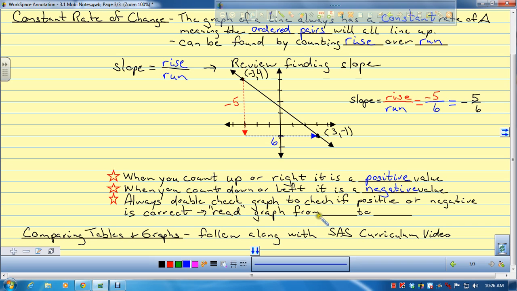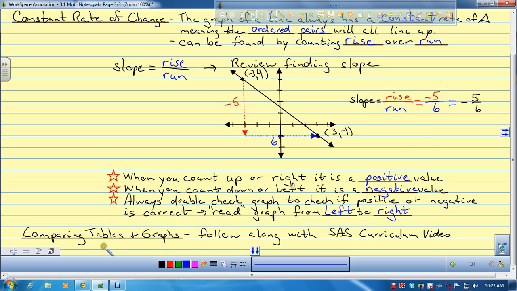And then, as I've told you before, you always want to double check your graph and check if it is positive or negative, and if that is correct. So here we came up with -5/6. Well, as I read this graph from left to right, is it going up or down? As I read it from left to right, it is in fact going down, so my negative slope should be correct there.